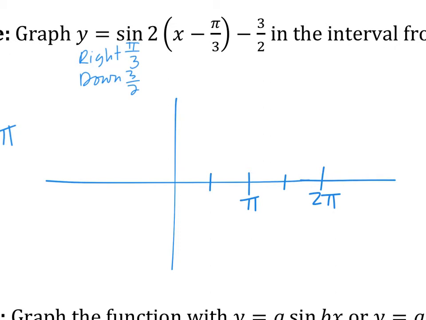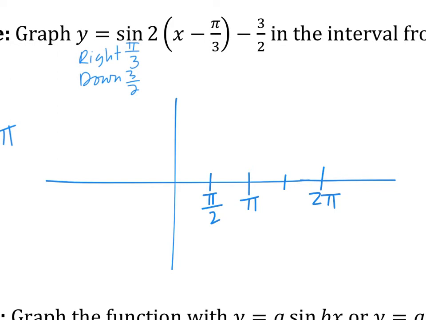Okay, right pi over 3. Where is pi over 3? Because we're going to move right pi over 3. Approximately. Is it bigger than pi over 2 or smaller than pi over 2? Talk to your partner. Is 1/3 smaller or bigger than 1/2? Smaller. All right, right here, about here.